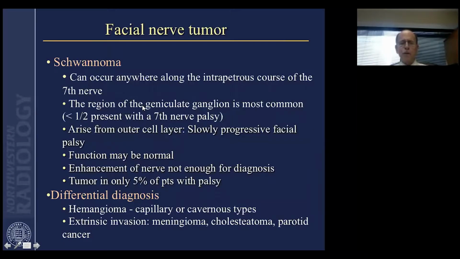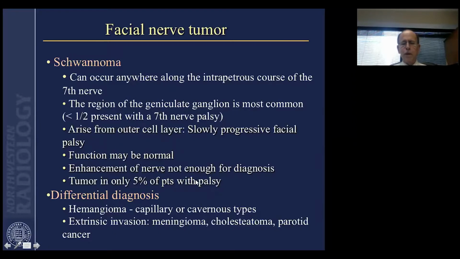Schwannomas of the facial nerve can occur anywhere, but they most commonly present involving the geniculate. They arise from the outer cell layer and they're slowly progressive. So they may present with slowly progressive facial palsies, but since they're tumors of the covering of the nerve itself, the nerve may not be damaged until very late. So you may have patients presenting with normal facial nerve function, but who have a facial schwannoma.